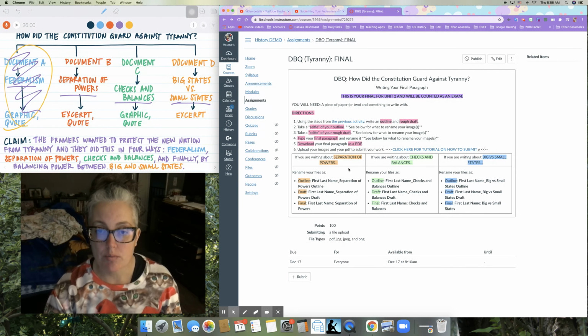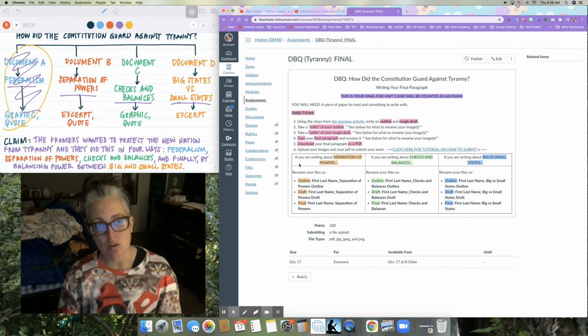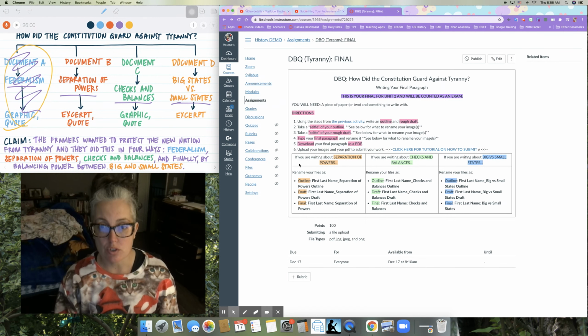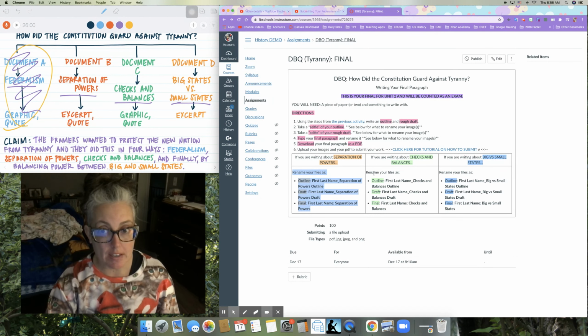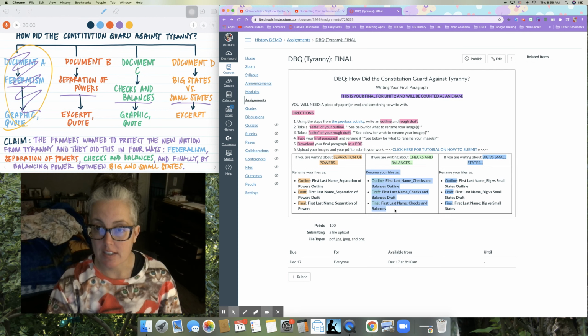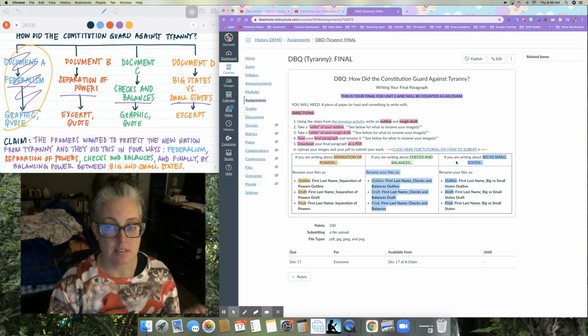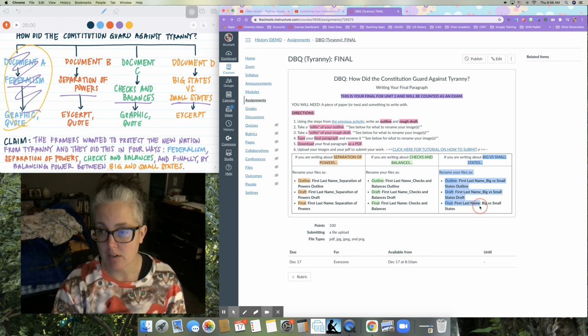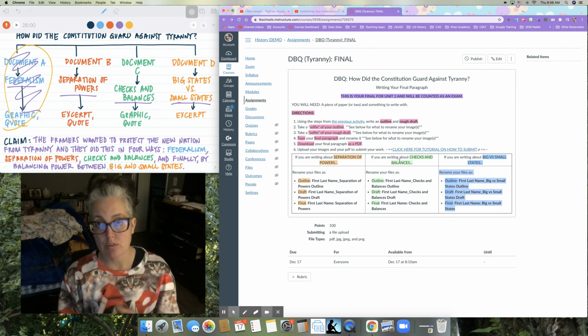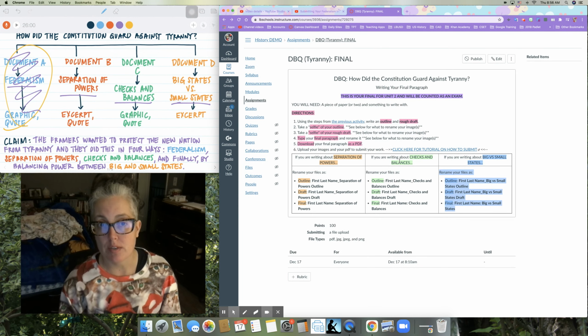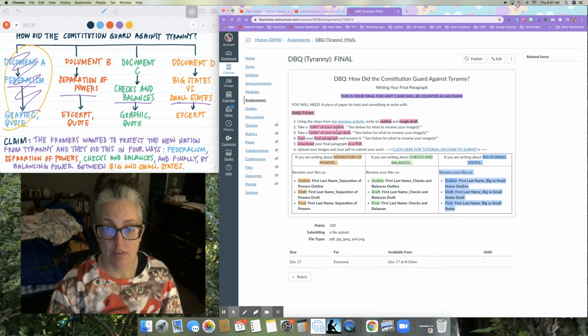So how you are going to rename your files really depends on which aspect of the Constitution you choose to write about. So if you're writing about separation of powers, you can see here, this is what you are going to be renaming your files. If you choose to write about checks and balances, you'll be renaming your files like this. And if you choose to write about big states versus small states, you'll be renaming your files like this. So use this chart that's below this tutorial here to know what you are going to be renaming each of your files. Okay. So take a picture of your outline and your rough draft.